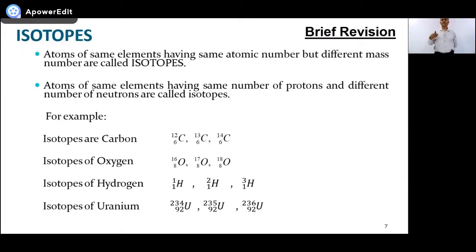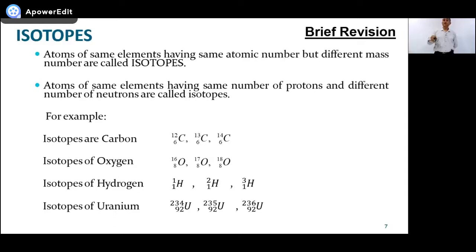Then another topic we have done, isotopes. Isotopes of the same element. Isotopes means atoms of the same element having the same atomic number but different mass number. For example, carbon. So there are carbons which differ in their masses. For example, we have carbon 12, we may have carbon 13, we may have carbon 14. So all of these are carbons. Why? Because their atomic number, proton number is the same, but their mass number is different.